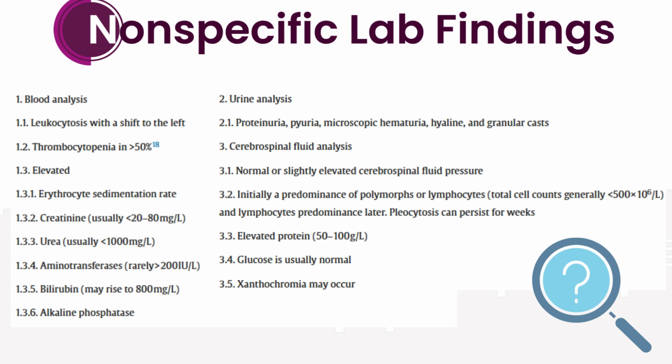CSF analysis will also show normal or slightly elevated CSF pressure. Initially, there is a predominance of polymorphs or lymphocytes, and pleocytosis can persist for weeks. Protein elevations can also be observed. Glucose is usually normal, and xanthochromia might also happen.